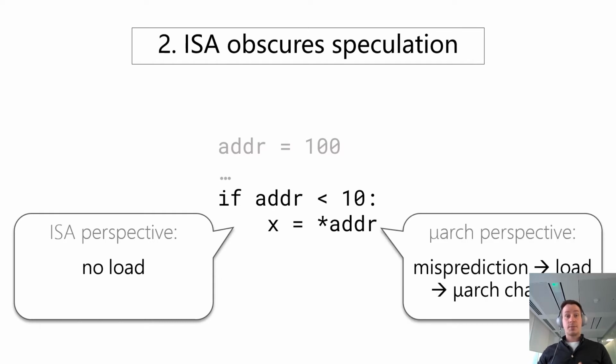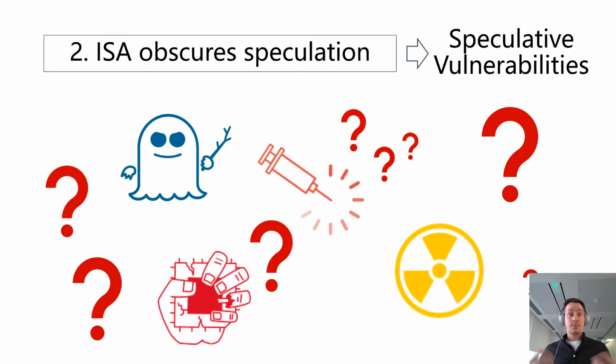But in reality, the microarchitecture could implement a branch predictor. We might have a misprediction, the load will still be executed, and it will change the microarchitectural state. So this is the second discrepancy that we have, that ISA tells us the program is executed in one way, but the CPU actually executes it differently. And the consequence of it is speculative vulnerabilities, because this speculation and speculative information leakage is the basic principle that underlies all these vulnerabilities like Spectre, MDS, LVI, and many others.